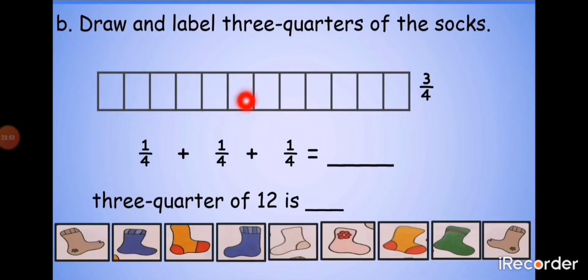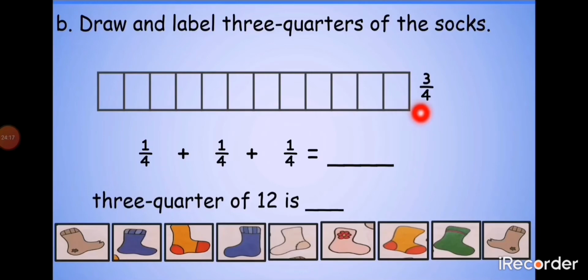So again I have drawn a strip of squares. 1, 2, 3, 4, 5, 6, 7, 8, 9, 10, 11, 12. In total there are 12 boxes. Why have I drawn 12 boxes? Because it's about 12 socks. And I am telling you another way. I have to draw 12 squares here. You can also draw these squares in that way, in a strip.